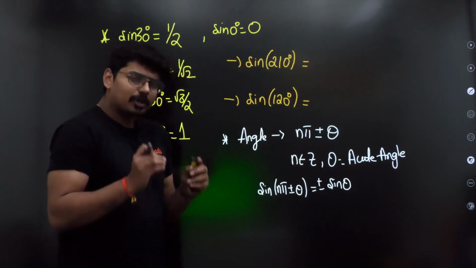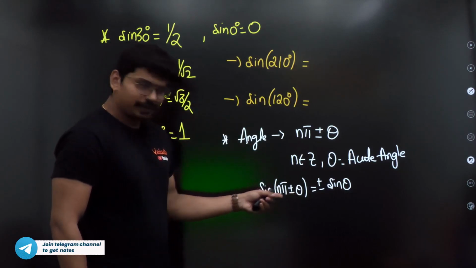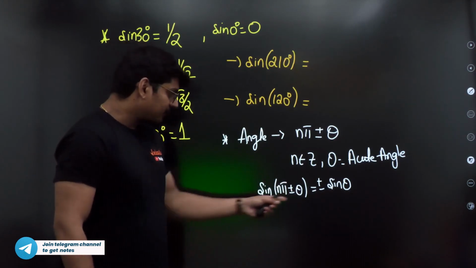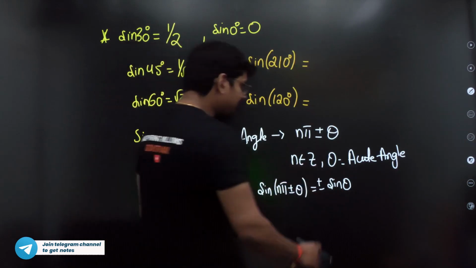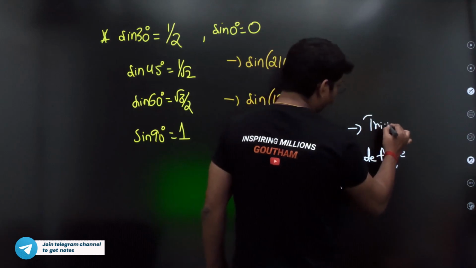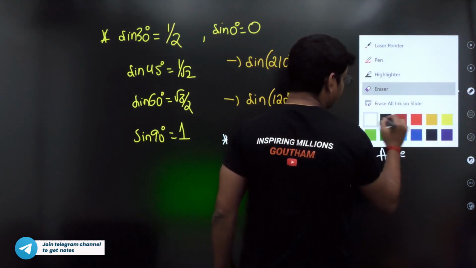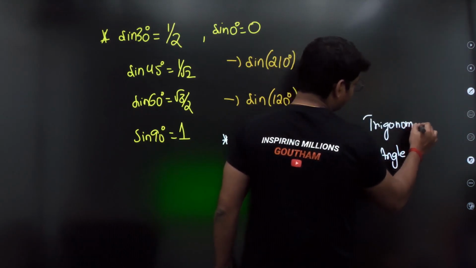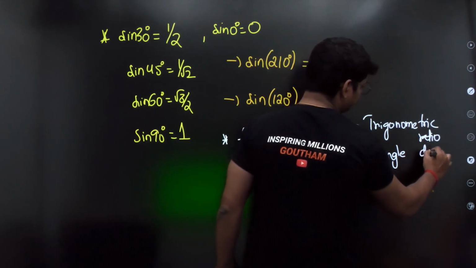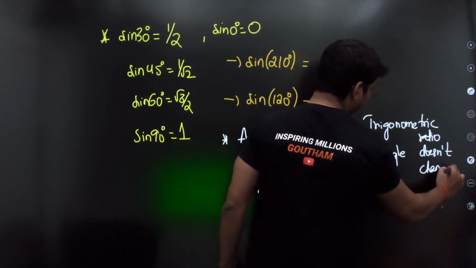But right now all you have to remember here is, whenever you have the angle in this way, n pi plus or minus theta, the trigonometric ratio does not change. I can give you an example like this. So remember simply that if you have the angle in this way, then the trigonometric ratio, the trigonometric function, does not change. It's going to remain the same, guys.